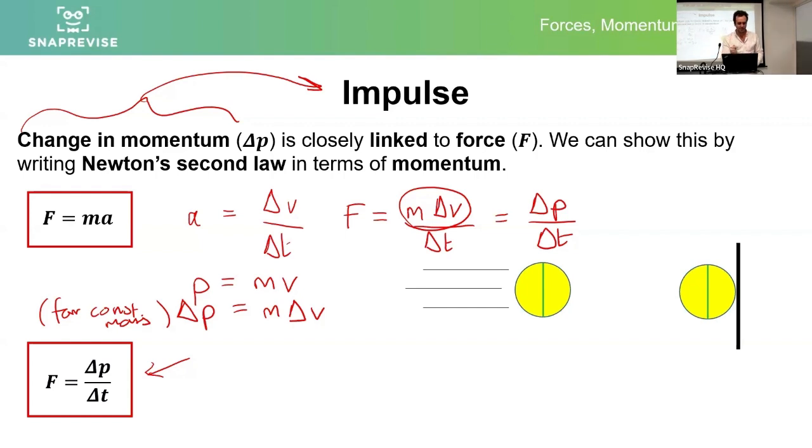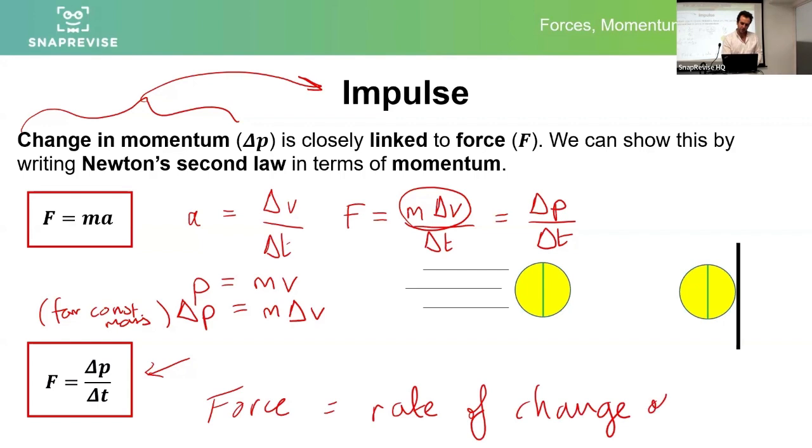Right. Anyway, slight detour. Force is equal to the rate of change of momentum. The faster you change your momentum, the more the force. So the classic application of this is car crashes.